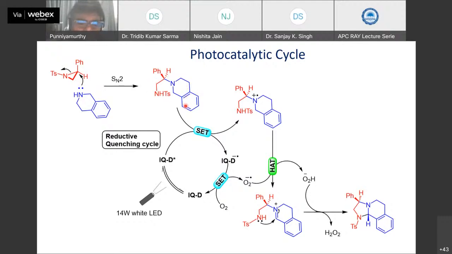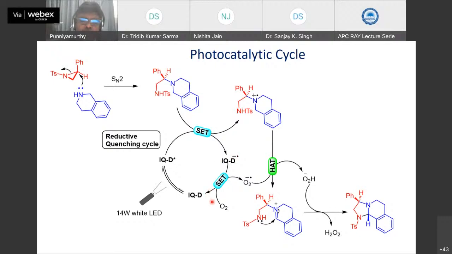Once we have the 1,2-diamine, the photocatalyst in the presence of white LED undergoes reaction with this substrate. Here, a single electron transfer process takes place, oxidizes the substrate to a cation radical intermediate, where the catalyst is reduced here. You have the N-centered radical, this one.